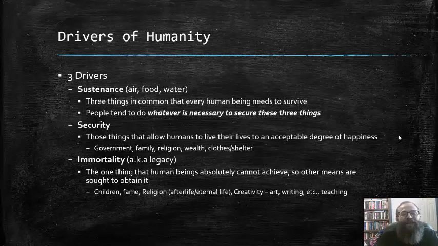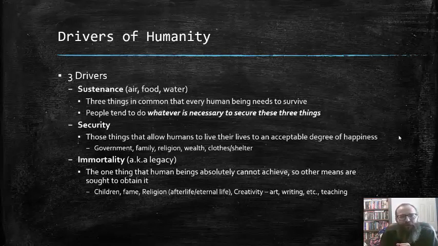Third, immortality, or it could be termed legacy. Immortality is the one thing that human beings absolutely cannot achieve. We will not physically live forever, unless, of course, at some point science makes that breakthrough. But for right now, no human will live forever, unless you're a vampire. But if you're a vampire, then perhaps you're not human anymore.